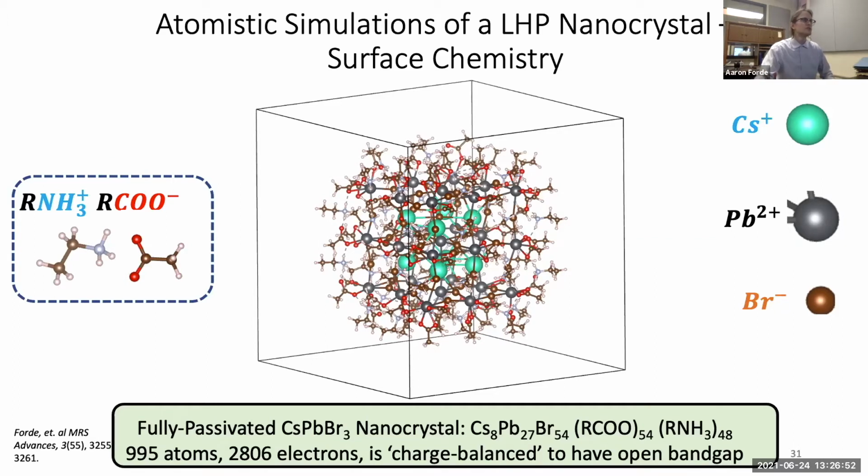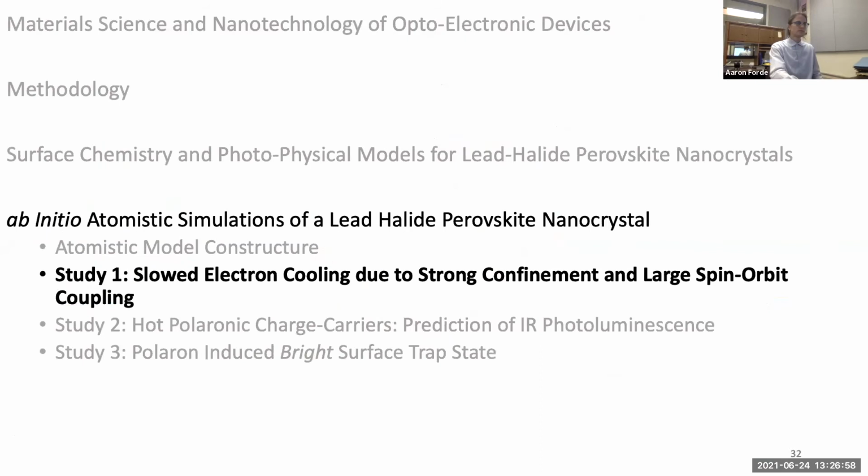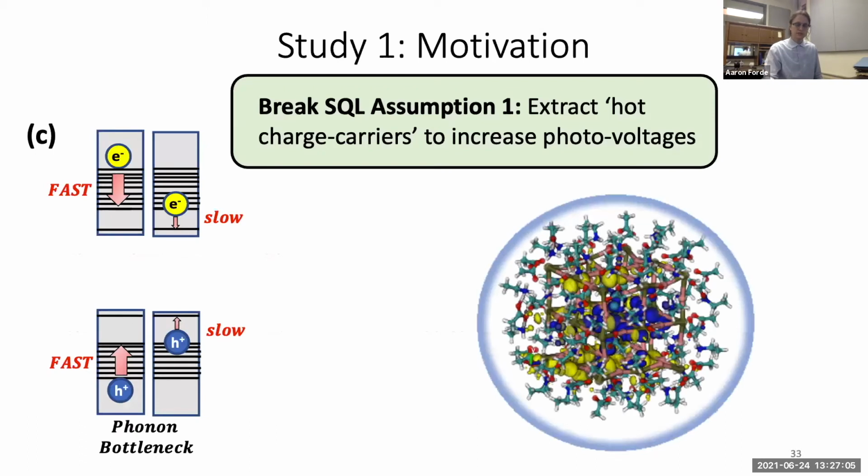And overall, this gives a nanocrystal of 2 nanometers in size. And so now I'll get to the first study for this presentation, and the motivation is essentially described in the introductions: to see if in these nanocrystals in the strong confinement regime we can see the slowing of the charge carriers and potentially extract hot carriers for solar cells.